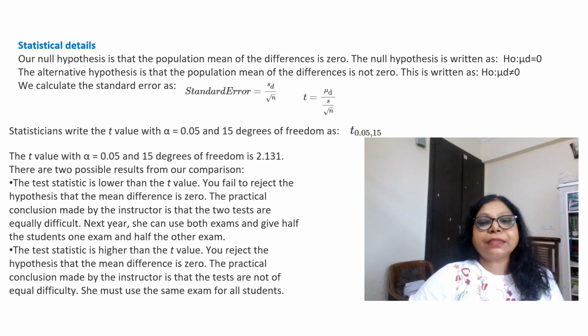So we can write the statistical value t at 0.05 and degrees of freedom 15. The value is equal to how much? So we'll calculate it. If the test statistic is lower than the t value, we fail to reject the hypothesis that the mean difference is 0. The practical conclusion made by the instructor is that the two sets are equally difficult. So next year she can use both exams and give half the students one exam and half the other.